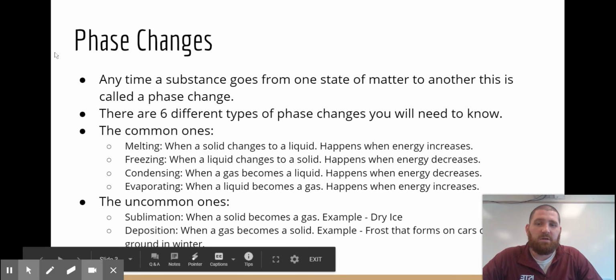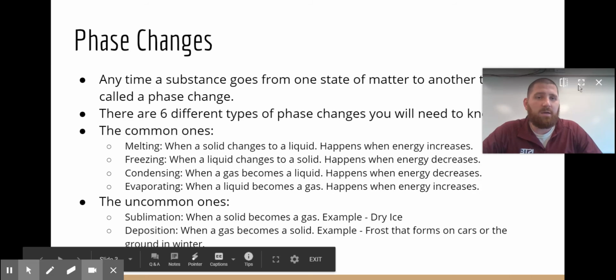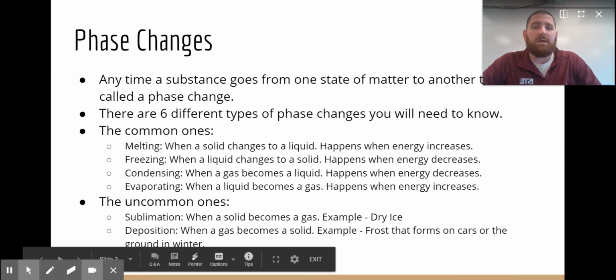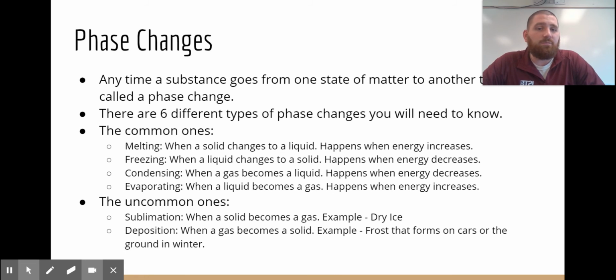And deposition. This is when a gas becomes a solid. An example of this would be the frost that forms on cars or the ground in winter. When you wake up, you might see frost on the surface of things. That's the moisture in the air being frozen into a solid and skipping the liquid form entirely.